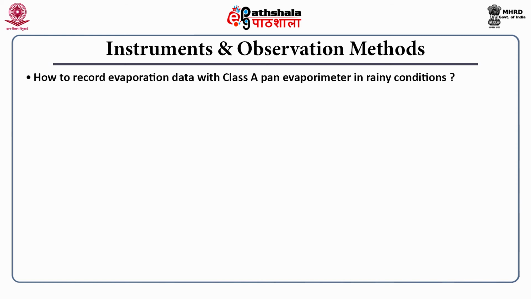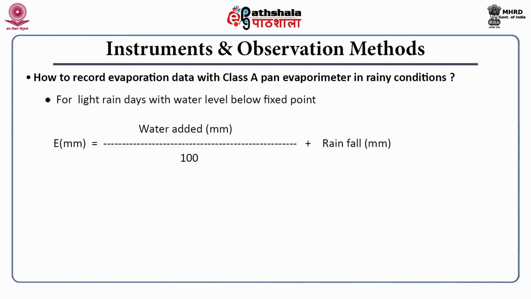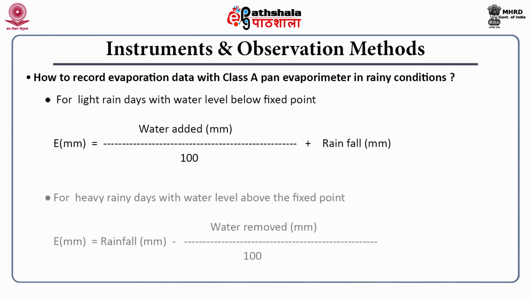Now, how to record evaporation data with a Class A pan evaporimeter when there is a rainy condition? There could be light rainy days, there could be heavy rainy days. During light rainy days, when the water level is still below the tip of the hook gauge or the reading point, this formula is used: evaporation is equal to water added in millimeter divided by 100 plus rain in millimeter. For heavy rainy days, when we need to remove water to get the water level up to the tip of the hook, we need to use this formula: evaporation is equal to rainfall minus water removed, divided by 100.